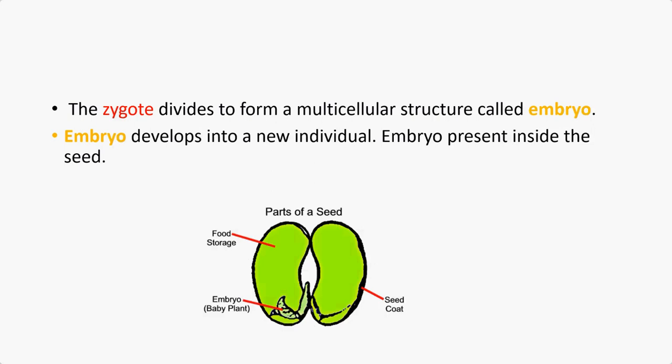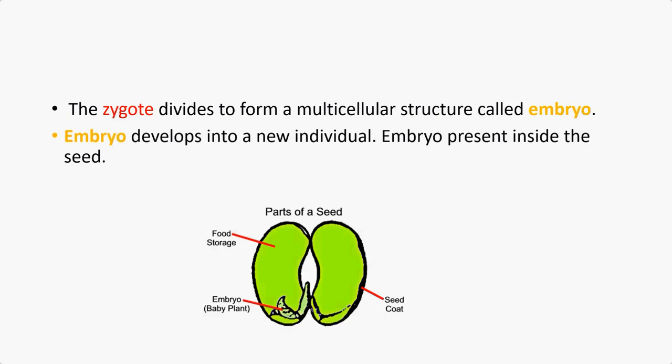Zygote forms from male and female reproductive cell. How do the male and female reproductive cells come in contact? Through what process? Let me see who is answering this. How did the male and female come into contact? What is the name of the process?